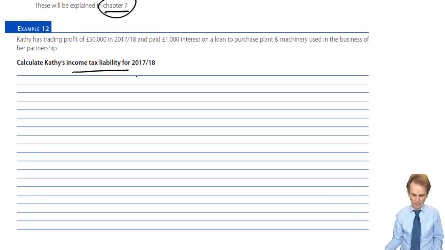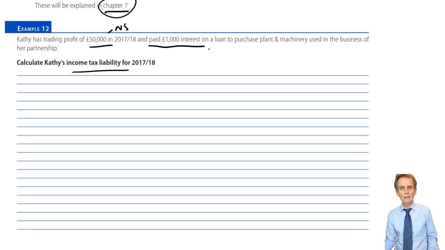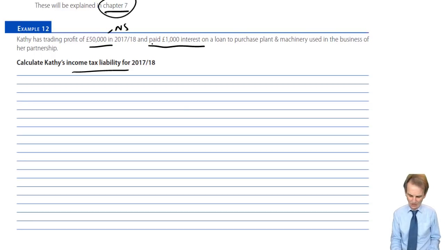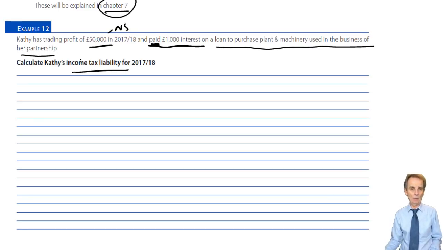Income tax liability is required, trading profit of 50,000, non-savings income. Paid £1,000 interest. Read the question carefully. We're used to seeing received interest. Therefore, read what is there, not what you think is there. Paid interest, £1,000 on a loan to purchase plant and machinery used in the business of her partnership. One, as we've seen above, of the qualifying loan interest payments.